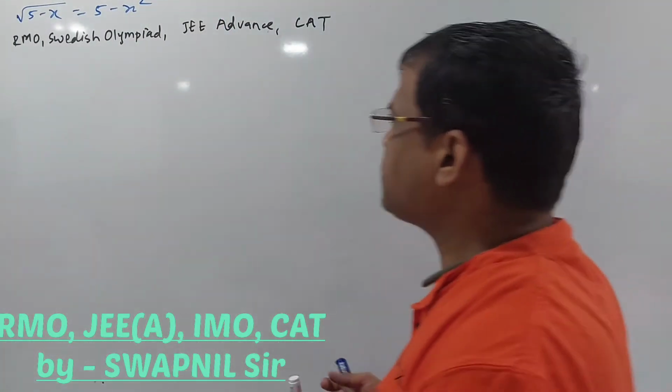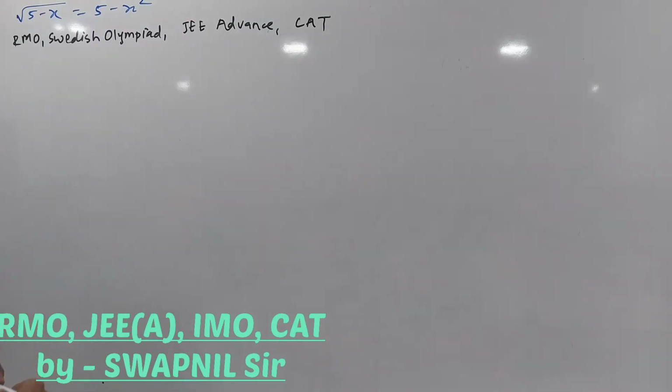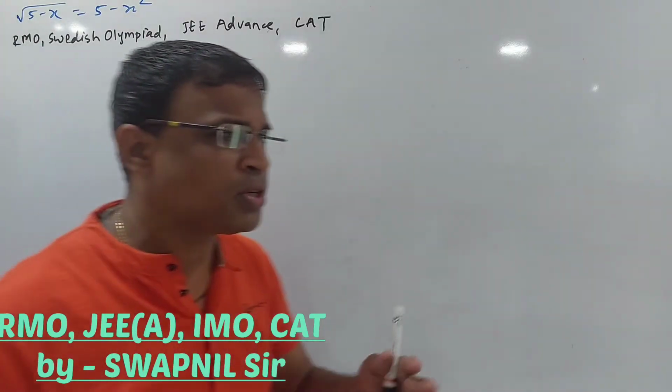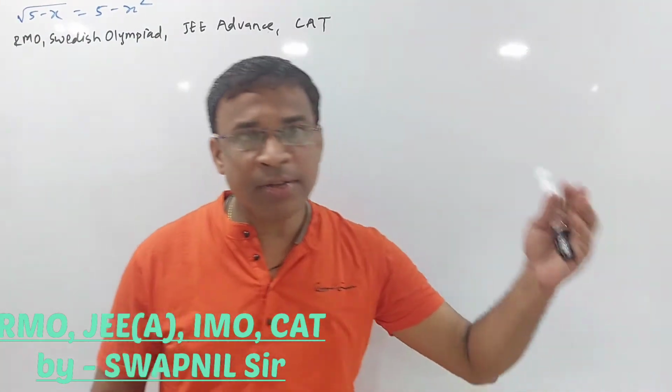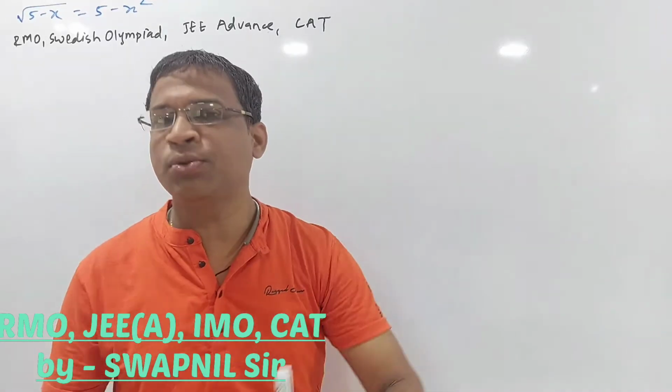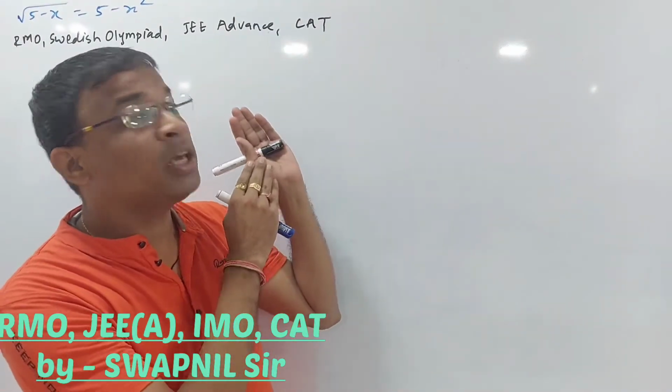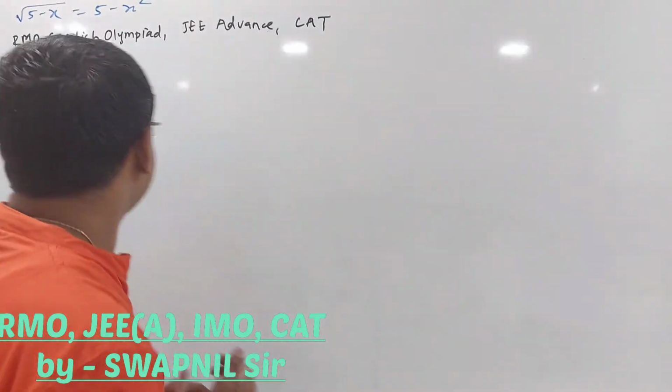Root of 5 minus x is equal to 5 minus x square. We have to find the value of x, and obviously that is the real value they are looking for. In JEE Advanced, JEE Mains, generally they used to ask for real values, and they can ask a question like this: how many real solutions the given equation has. So let us try with that.